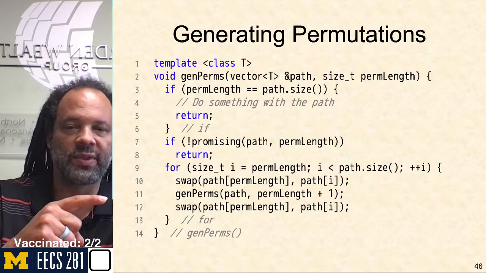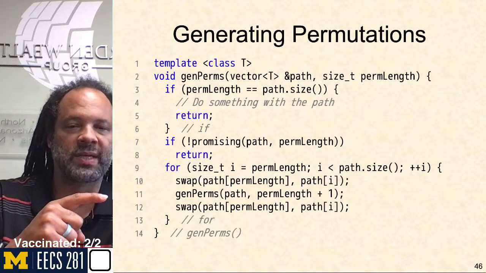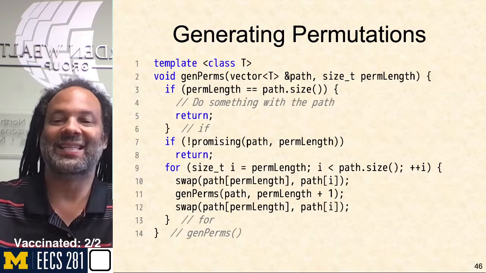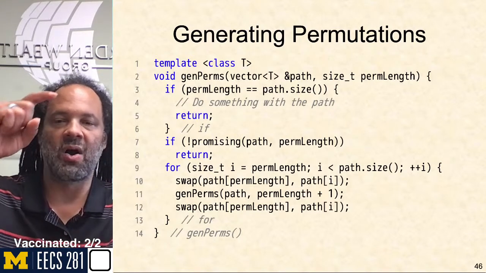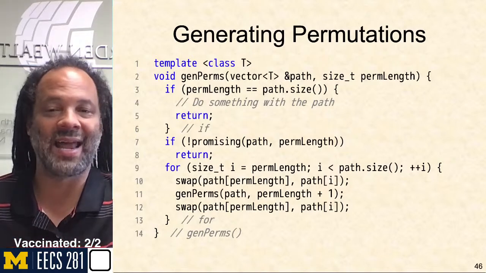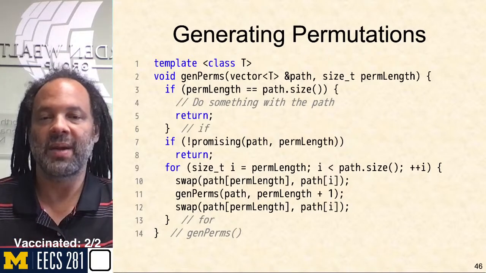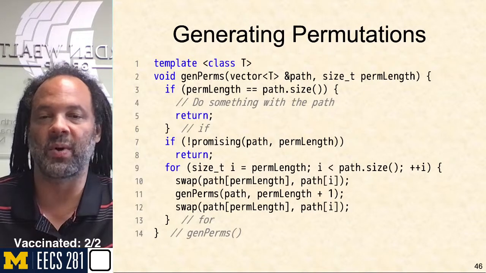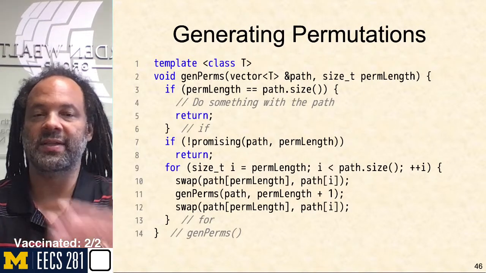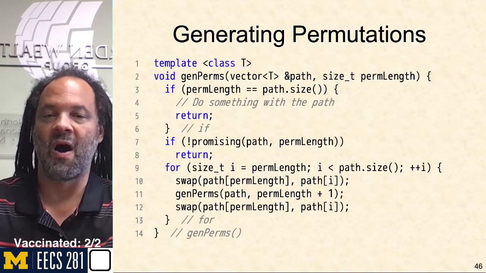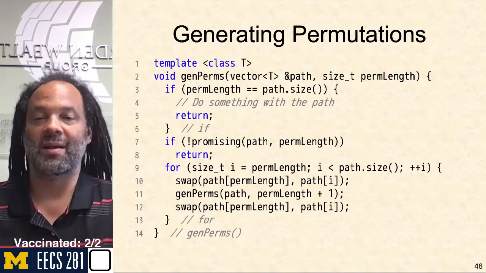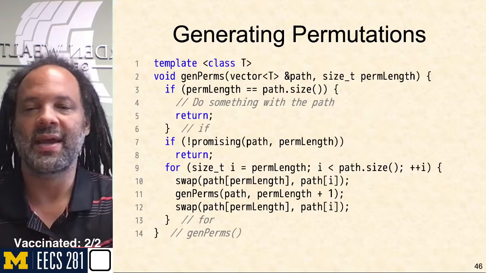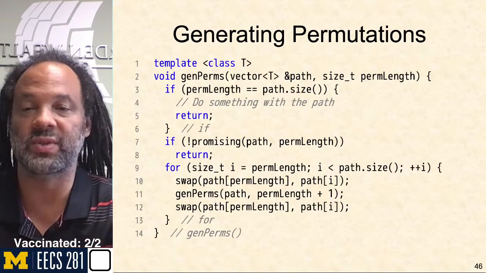As I move forward with gen perms, you see that gen perms gets called with perm length plus 1. That's me advancing the solution. You see my call to promising there. You see my call to, is this a solution? It's not a function in this particular version, because I said usually solution is pretty simple. If perm length is equal to the size of the path, that means that all of the things that I'm trying to permute are already in there. Then I've got a complete path. Let's do something with it. In this case, you're going to have to figure out what that do something is.